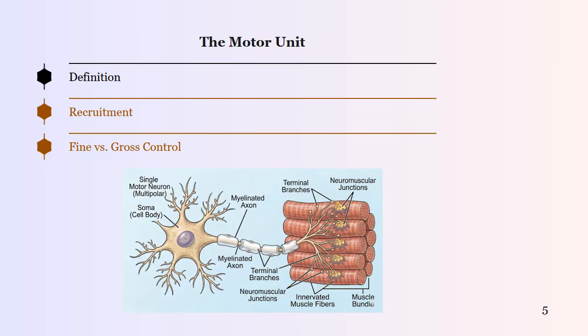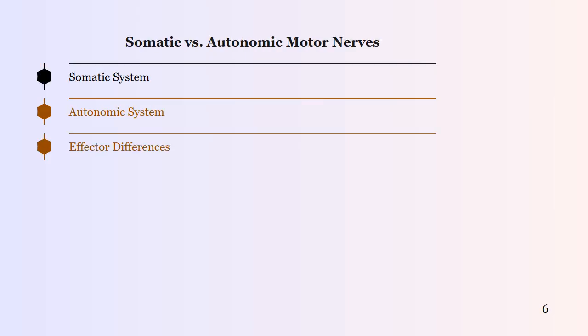5. The motor unit. Definition. A motor unit consists of a single motor neuron and all the individual muscle fibers it innervates. Recruitment. The body increases the strength of a contraction by activating more motor units, a process known as recruitment. Fine versus gross control. Small motor units control precise movements like typing, while large units are used for powerful actions like jumping.